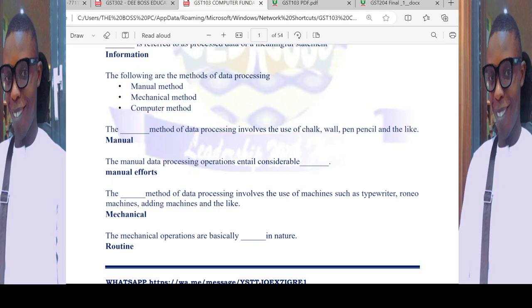Of course, manual data processing operations entail considerable manual effort. Okay, your energy. Yes, your physical energy and actions is required. The mechanical method of data processing involves the use of machines, right? So these machines are typewriters, rolling machines, adding machines, and the like. So you can, on your own, give me more examples of machines. Definitely, you call them machines because they make use of mechanical energy. Right, so mechanical operations are basically routine in nature.